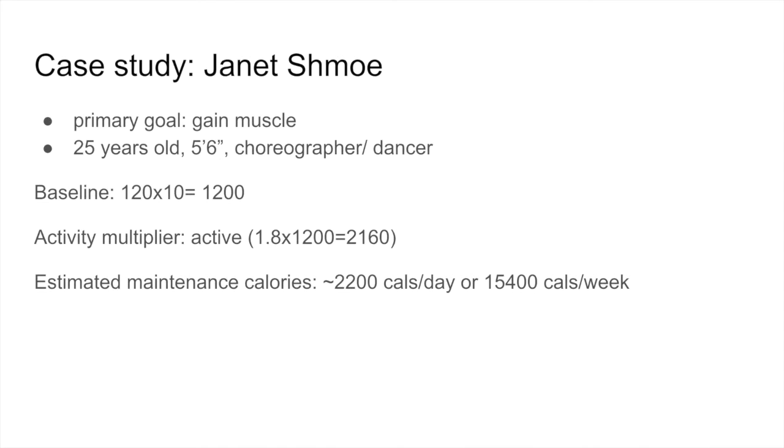This will account for the additional 350-ish calories per week Joe needs to push him into a 1.5 pound per week loss. Moving on to our second case study, we are going to look at Janet, Joe's sister. Janet is a dance teacher. She's a choreographer. Her primary goal is to gain muscle mass. She's 25 years old and 120 pounds.